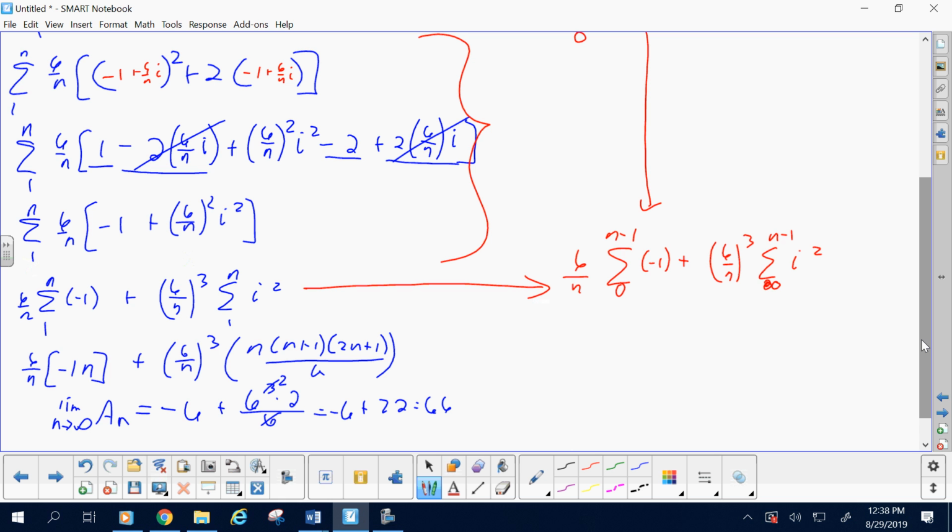When I go to use the formulas, things will change. Should I give you a minute to catch up, or should I continue? You're good? Yeah, all that work is exactly the same. You definitely don't need to redo it.